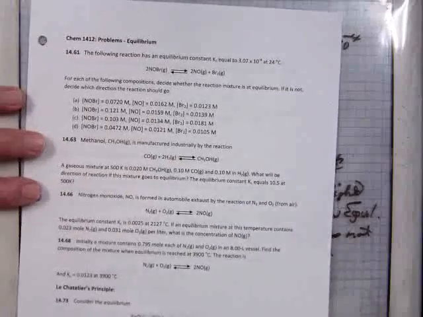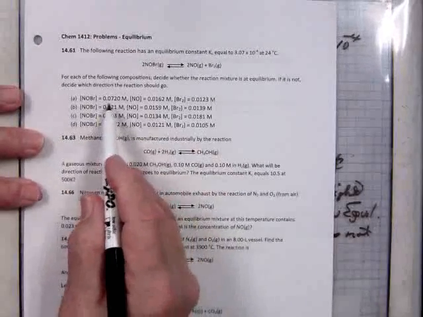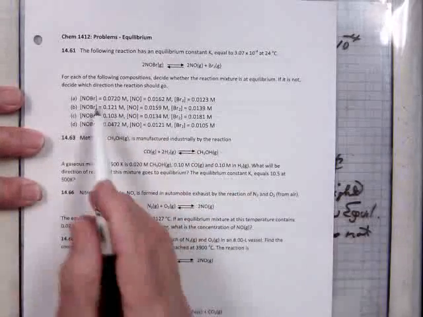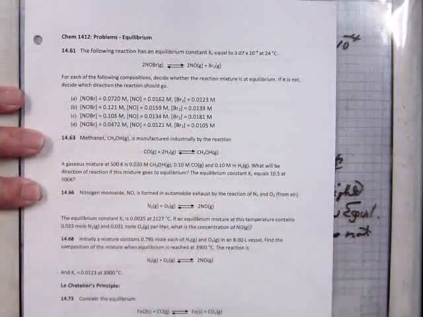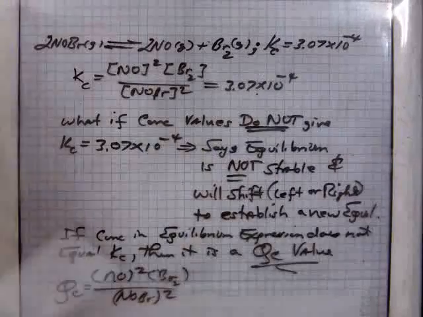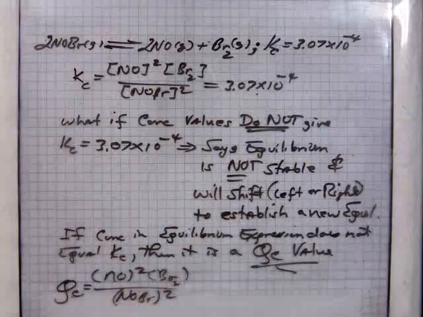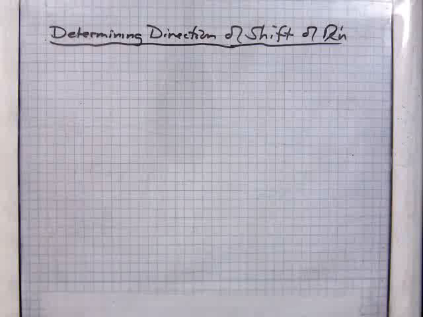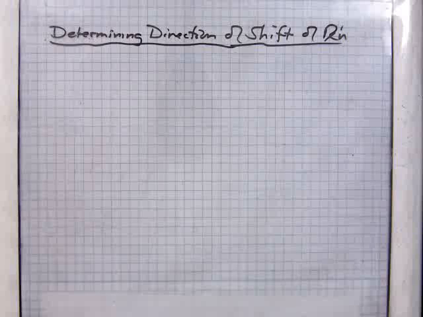Well, here's some problems where they don't give you, you can see in your sheet, where they give you numbers. If you plugged them in, they wouldn't give you the Kc value. Well, based on that, you can decide which way it's going to shift. Okay, so we're going to determine the direction the reaction is going to shift if you plug in numbers and it does not equal the Kc value.